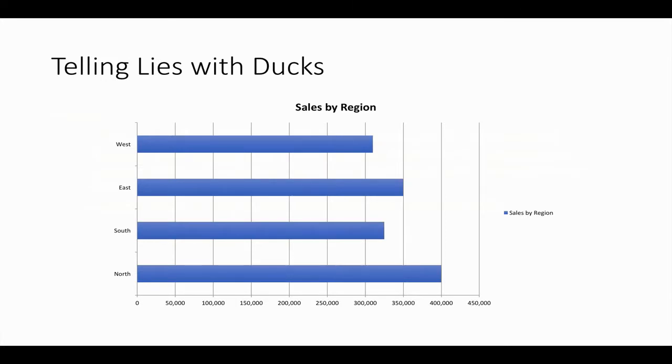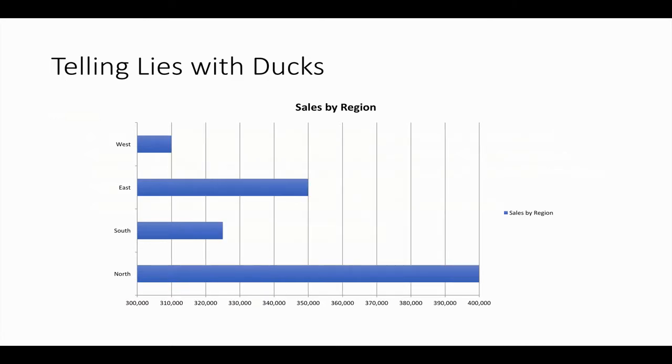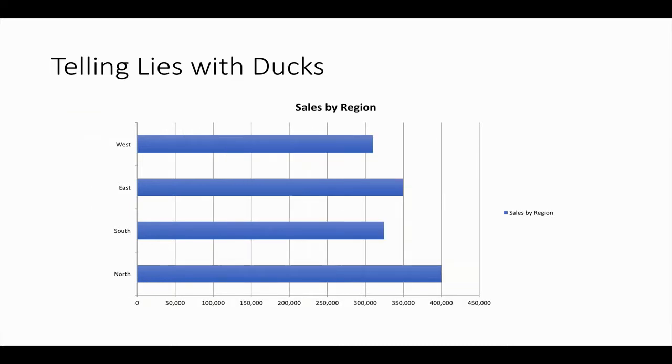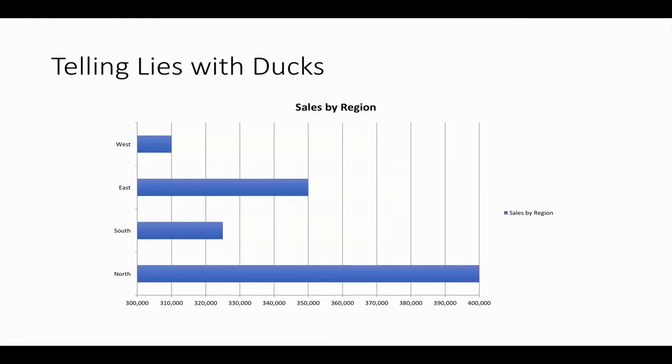Here's a sales by region chart. Again, just some random data. How have I turned this into a duck? Or at least turned it into a lie? You can see here that the differences in the regions are substantial, but they're not orders of magnitude different. Our lowest one's about 325,000. Our highest is about 400,000. And so there's maybe a difference of about 20% between these. I'm just using round numbers. But this graph shows a much different picture.